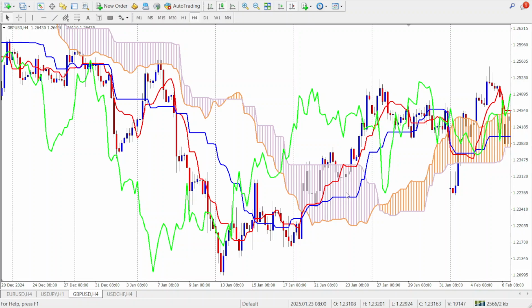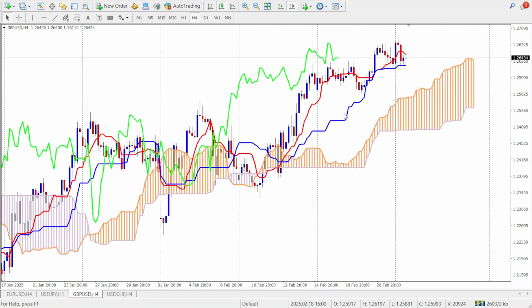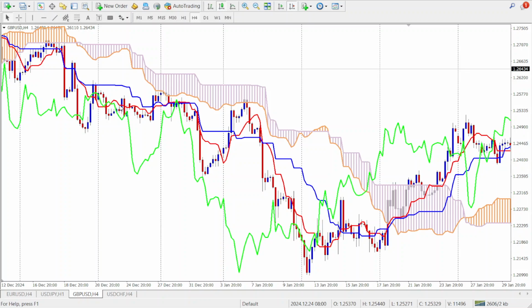Now the Tenkan Sen and the Kijun Sen lines give us additional cues. If the Tenkan Sen, which is the red line, is above the Kijun Sen, which is the blue line, it's a sign of upward momentum. And if the Tenkan Sen is below the Kijun Sen, it indicates downward momentum.